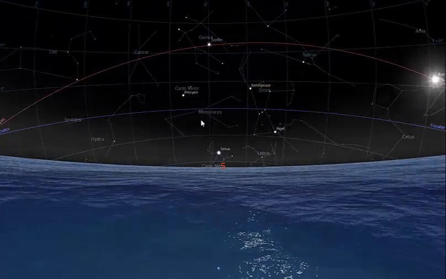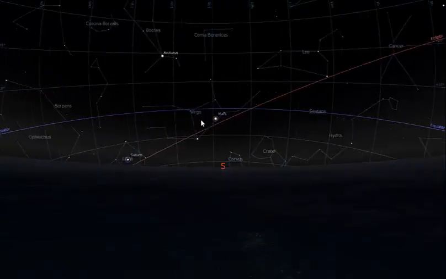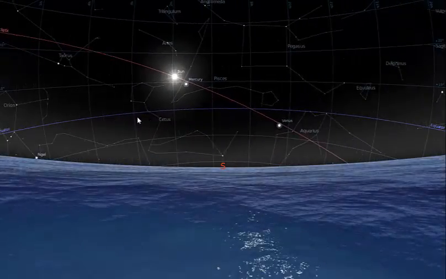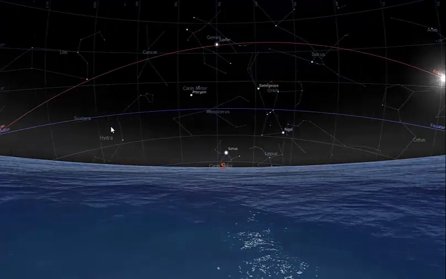As we go around, it no longer looks like it's snaking back and forth in the same way. It looks like it's snaking above and below.